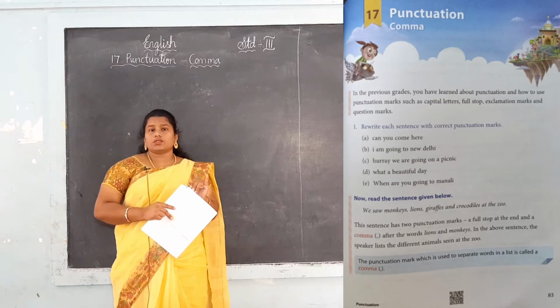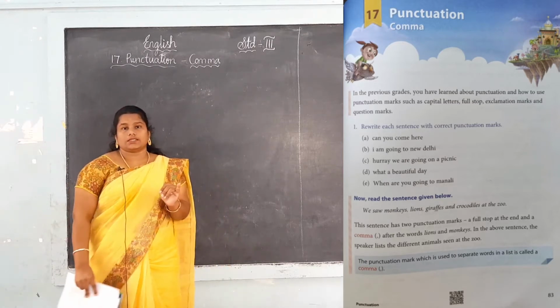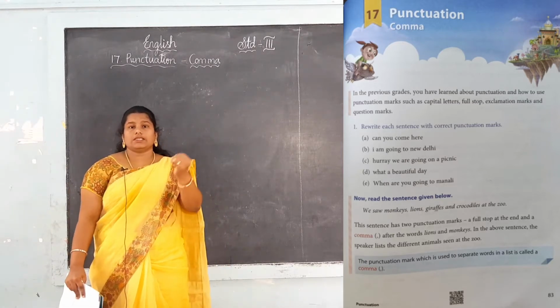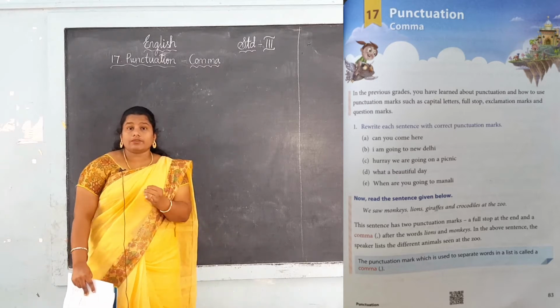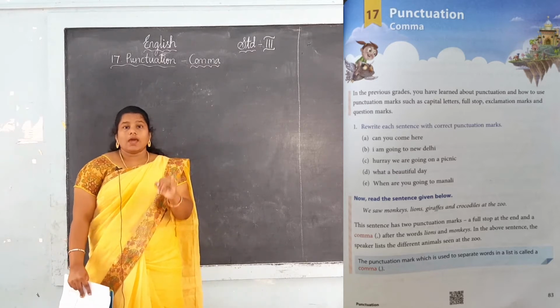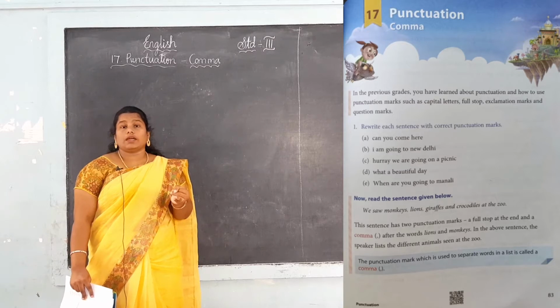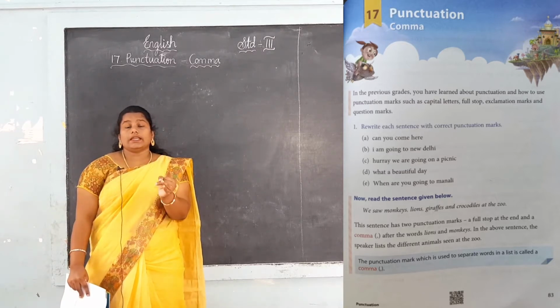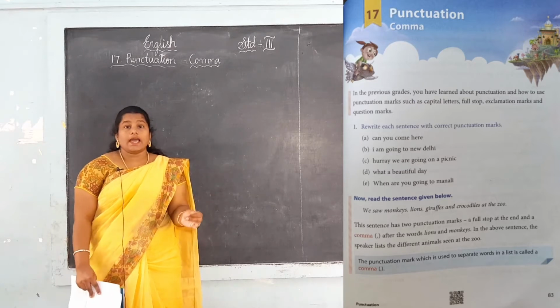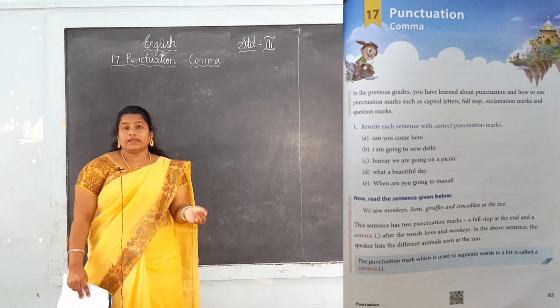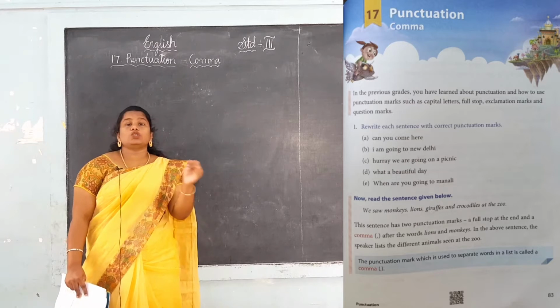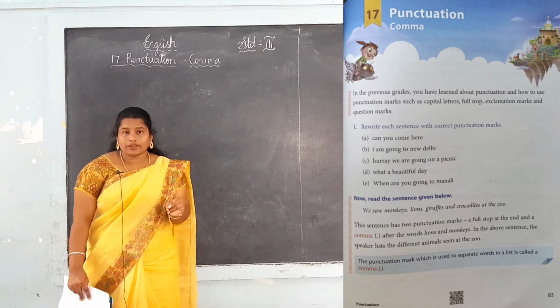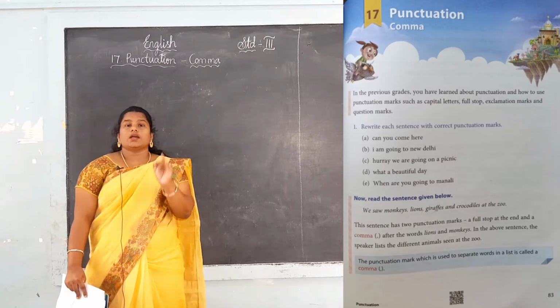What is the first use? In the list of a sentence. I have pen, pencil, rubber, like that. In the list of the sentence we use comma. And the second thing we learned? Yes, contrasting ideas. Contrasting ideas means 2 different ideas. I like coffee, but I didn't like tea. So there are 2 different ideas. For those 2 different ideas we will use comma.